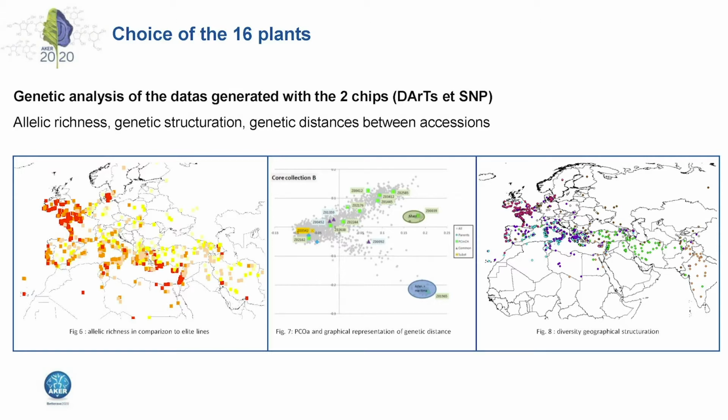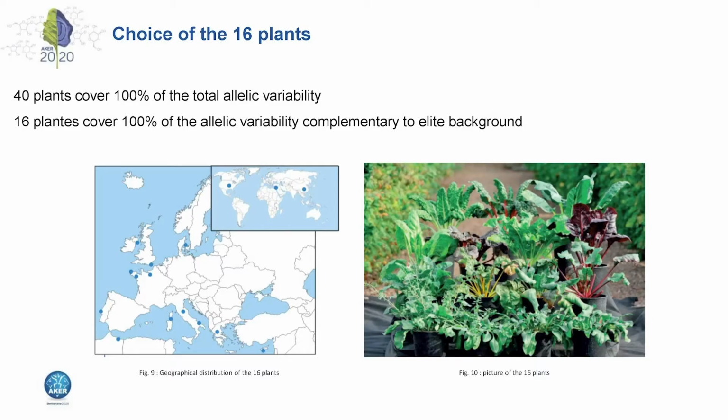What's very interesting to note is that this observed diversity is also structured on geographical origin. You can see on the third graph the color gradient from northwest to southeast. This fully justifies AKER's initial assumption to select 3,000 accessions per crop group and per country, and this validates our approach. The compilation of all this data allowed us to choose with great robustness the 16 reference plants.